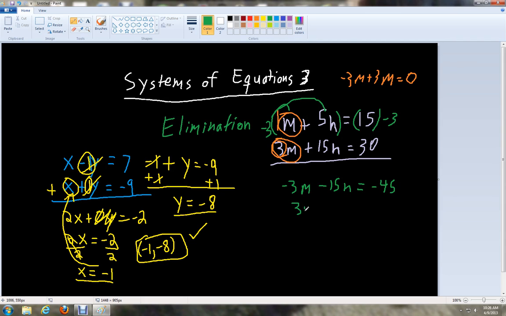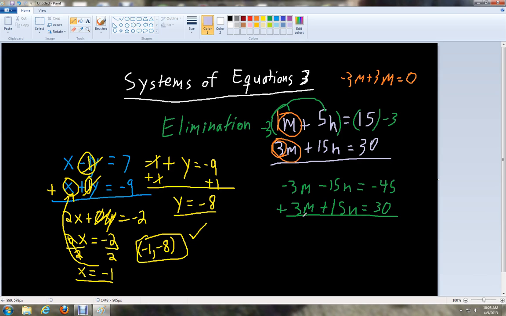And then we have 3m plus 15n equals 30. So let's see what happens if we add the two equations together. So we notice a couple of things that happen.